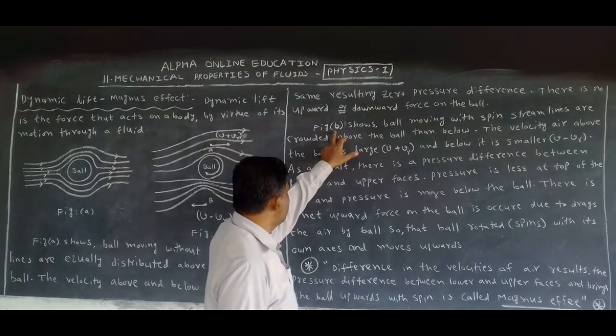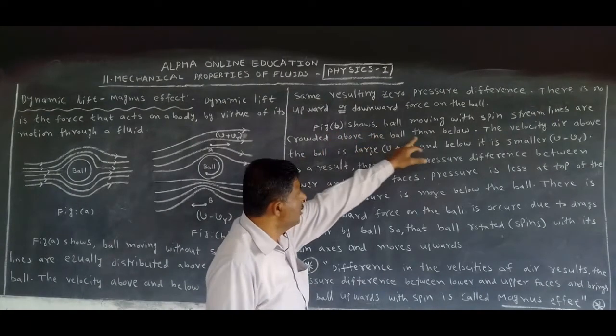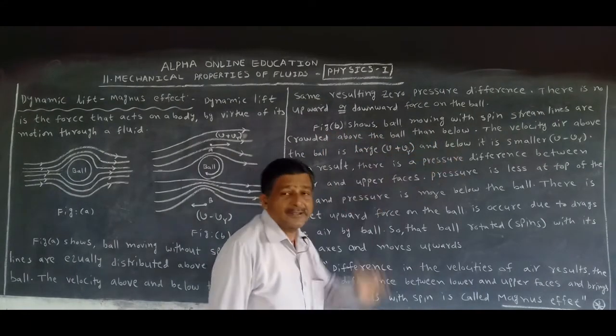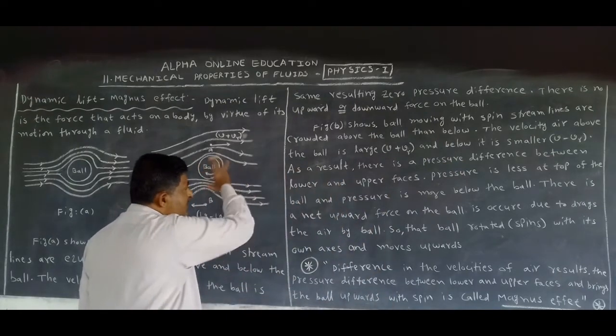Now, as I explained here, the figure shows a ball moving with a spin. Ball moving with a spin. Why does it spin?